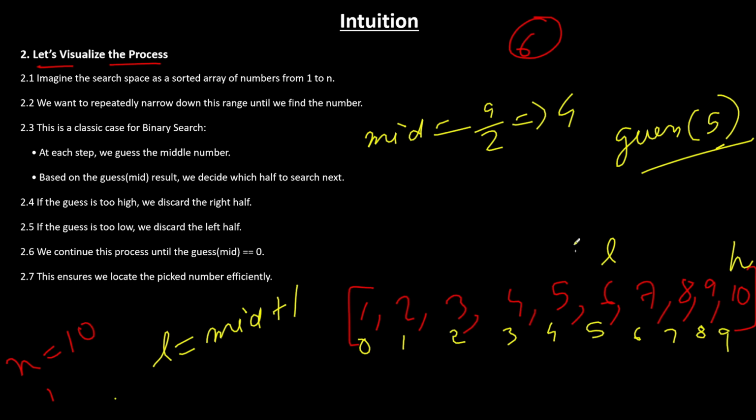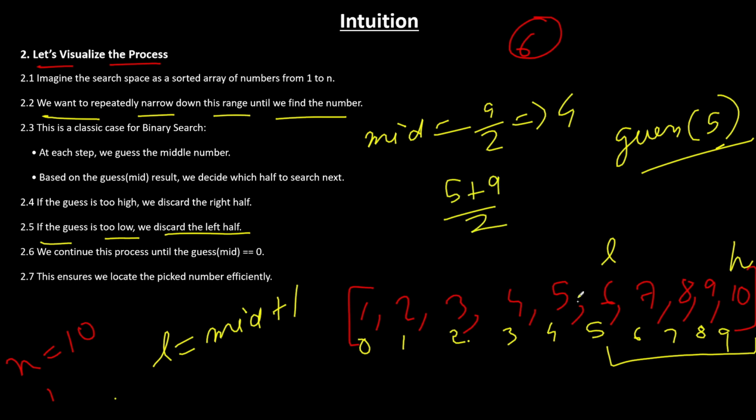Now we'll do the same thing again. Now this is our search space. As you can see here, we have to repeatedly run over the range until we find the number, right? Now at this point, if the guess is too low, we discard the left half, which we did already. Now the range will be from 5 plus 9, divided by 2, low plus high, right? 14 by 2 gives me 7, correct? So what is the value at the 7th index? Look for that.